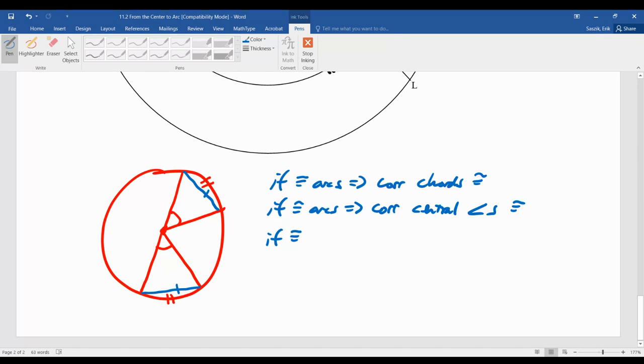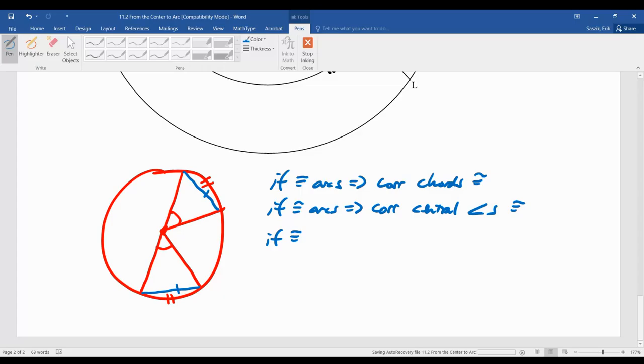Okay. Now, if you have congruent chords, then the corresponding central angles are congruent as well. And the converses of all these are true too. So this is referenced in your textbook in section 11.2.